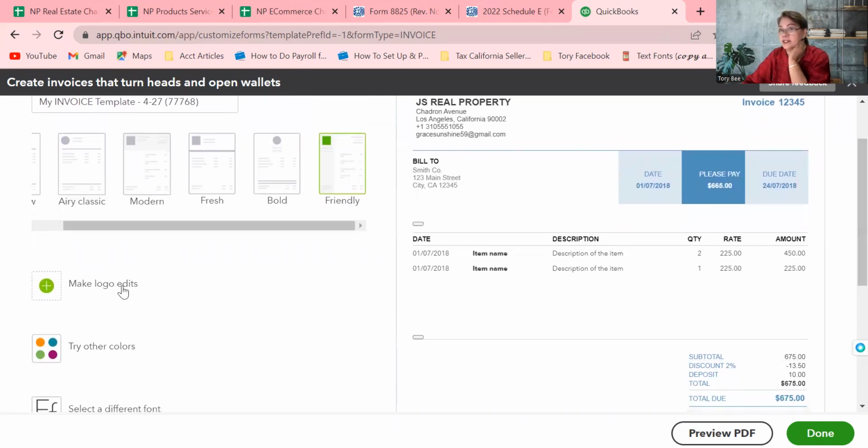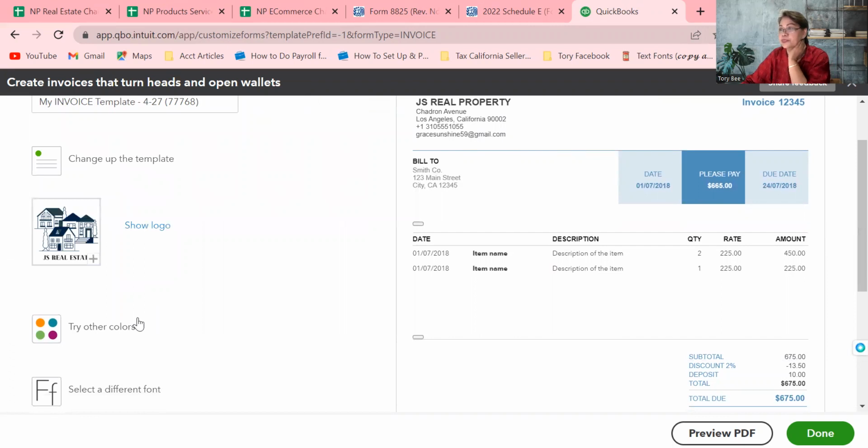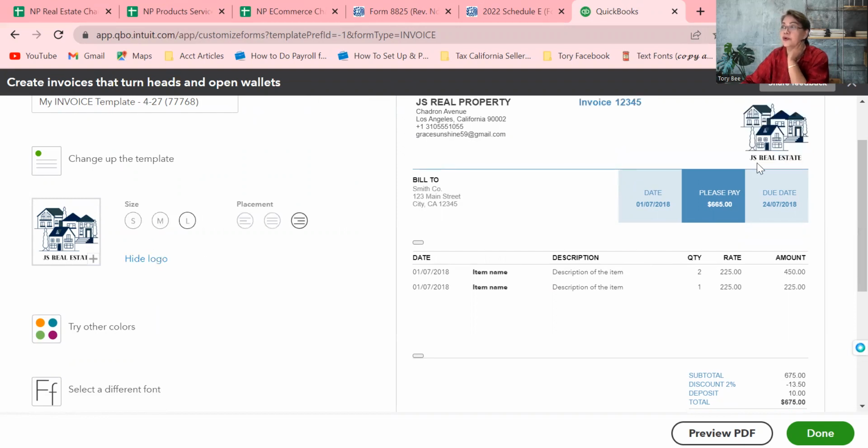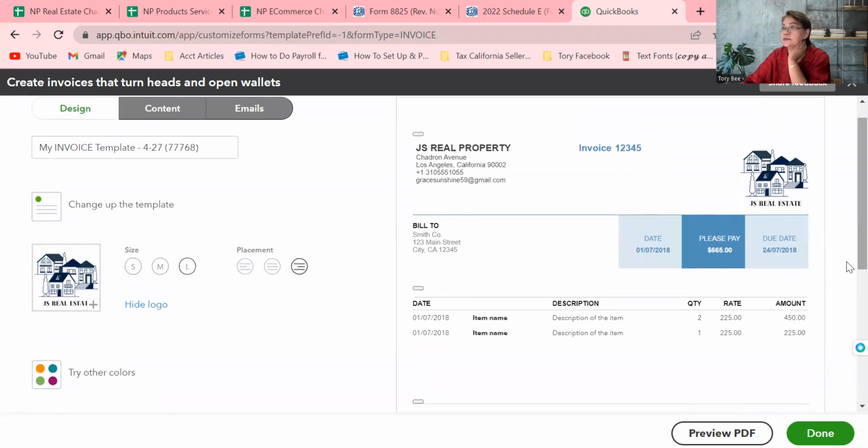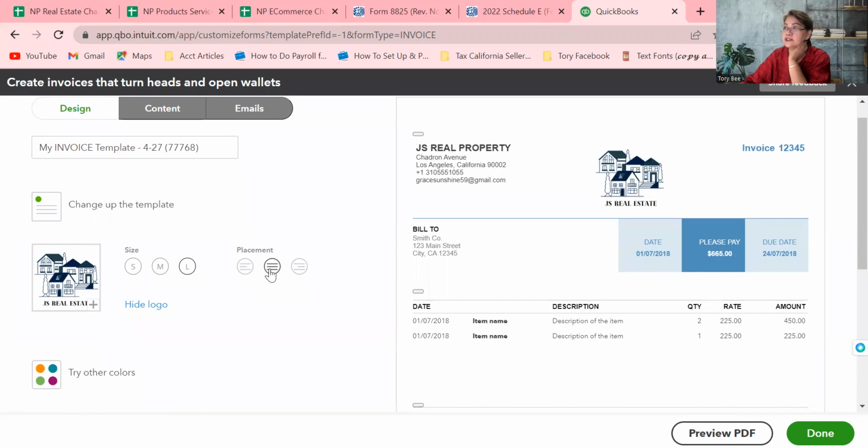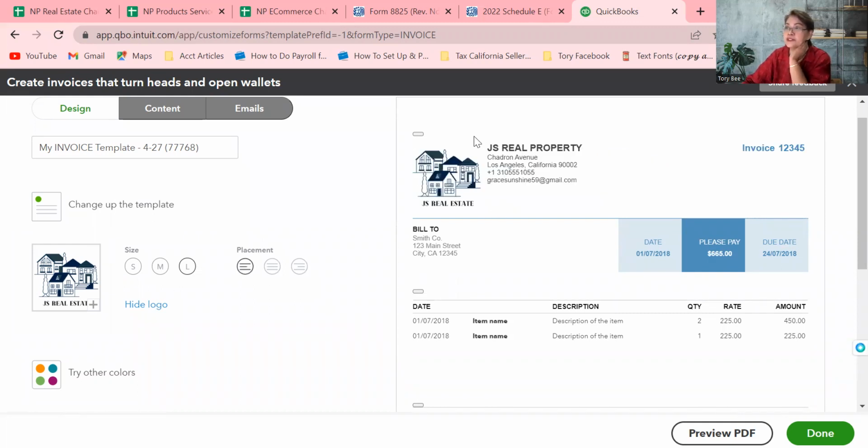Make logo edits. Okay, let's click this. Show logo. Oh, the logo is there now. There's a placement here. If you want it in the center, it's in the center. If you want it beside the business information or the details, it's there. There's the size: small, medium, large.